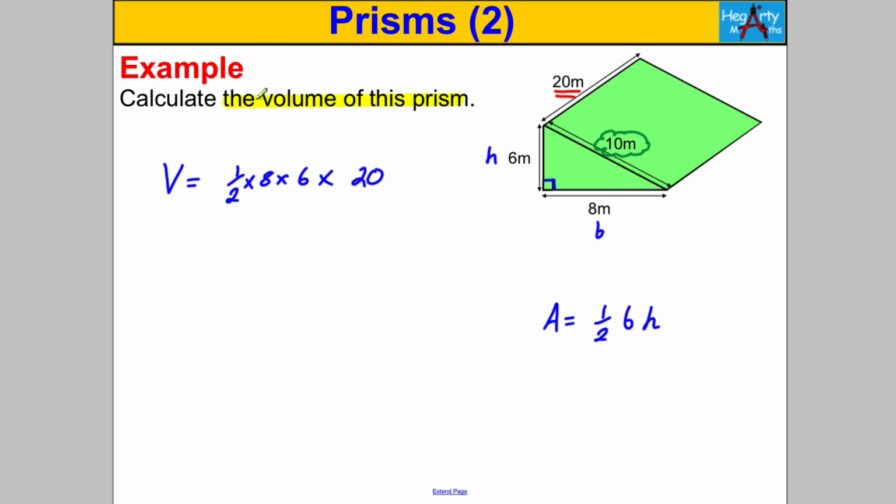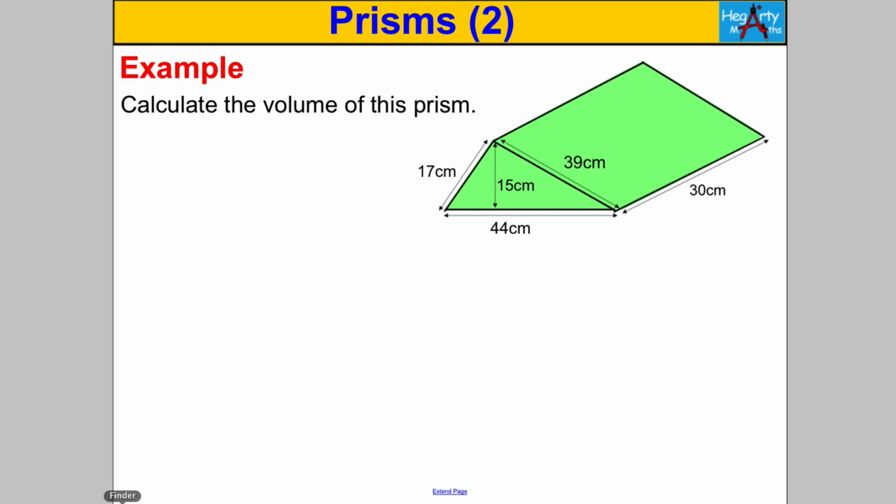Now let's try and work this out in our head a clever way. I would always do a half multiplied by the 20, because that's 10, a nice easy number. Then I would do 10 multiplied by 8, let's say, would be 80, and 80 multiplied by 6 would be equal to 480. So the answer here is going to be 480, and the unit is going to be meters cubed, and we're done. Okay, next question. Pause the video, have a go.